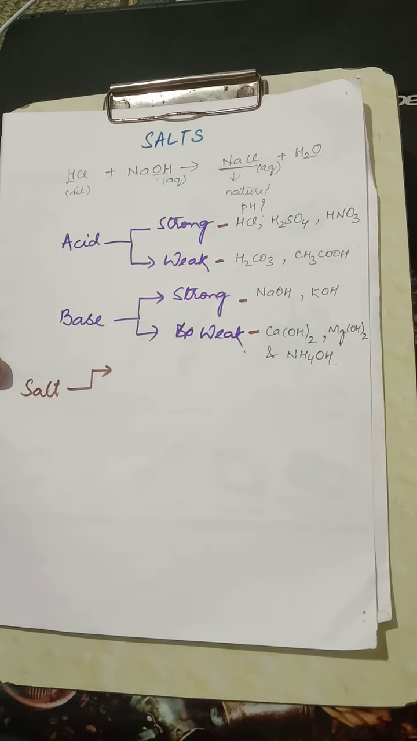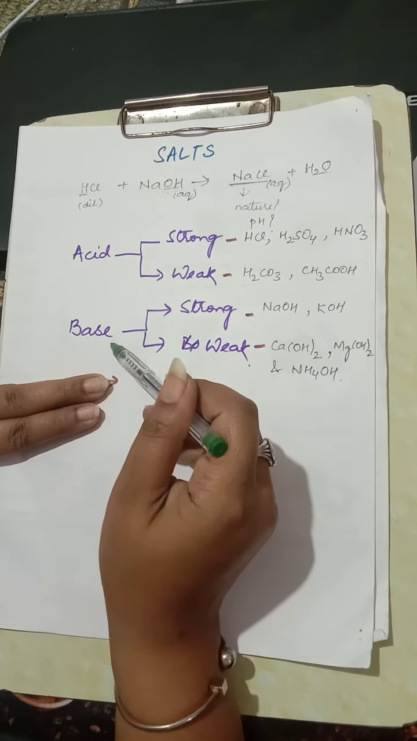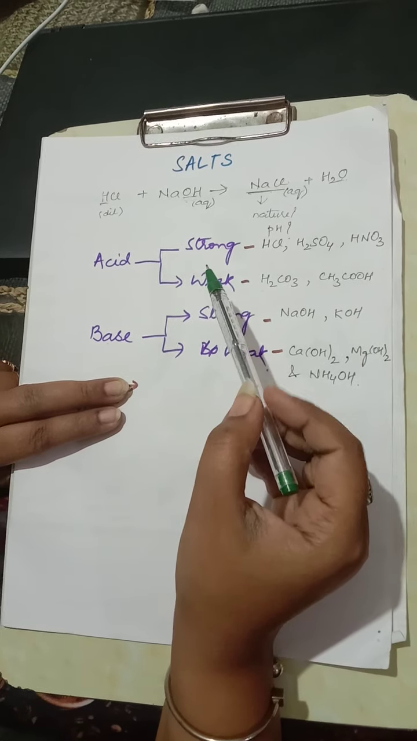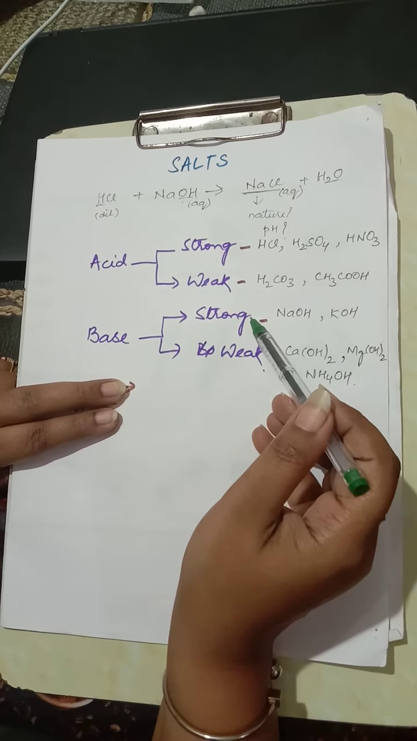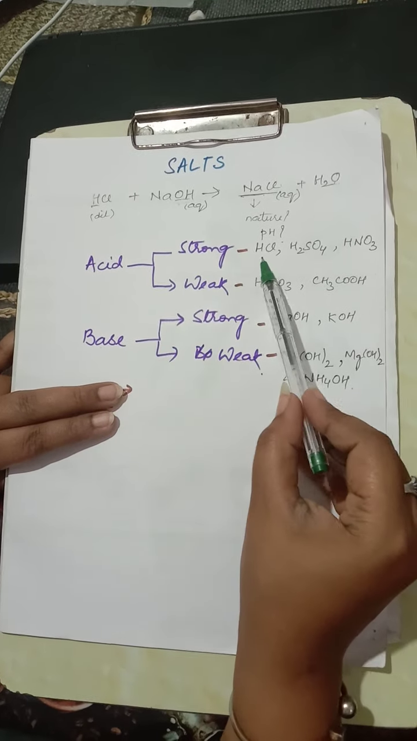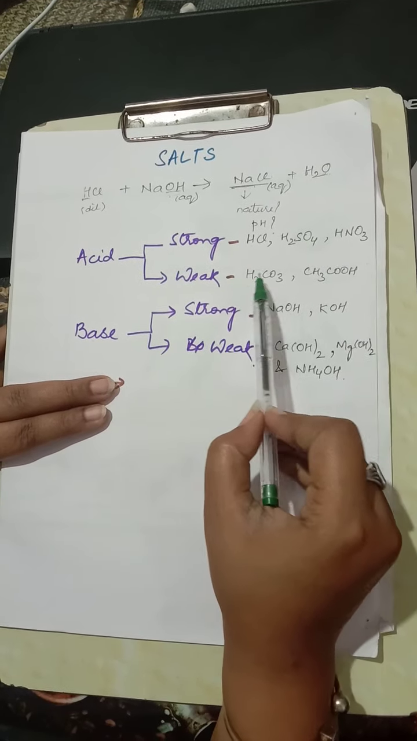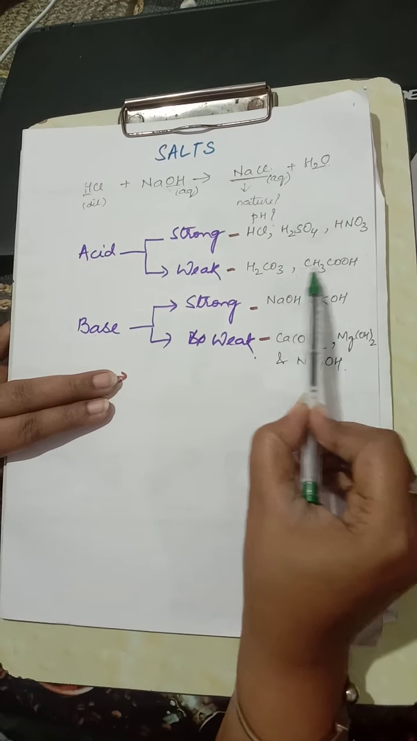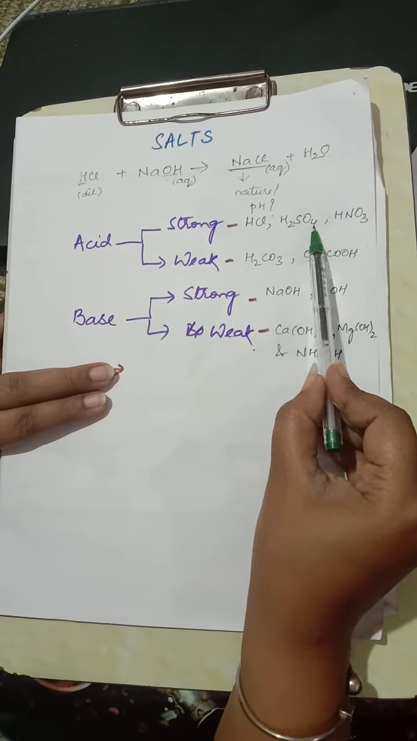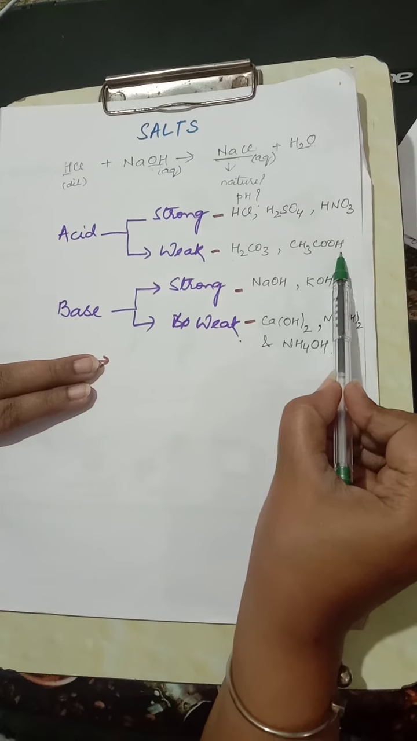We have already learned the acid as well as base. Acids are of two types, strong acid and weak acid. Bases are of two types, strong base and weak base. The three examples of strong acids: HCl, H2SO4, HNO3. Two examples of weak acid: H2CO3 and CH3COOH. Hydrochloric acid, sulfuric acid, nitric acid, carbonic acid and acetic acid.